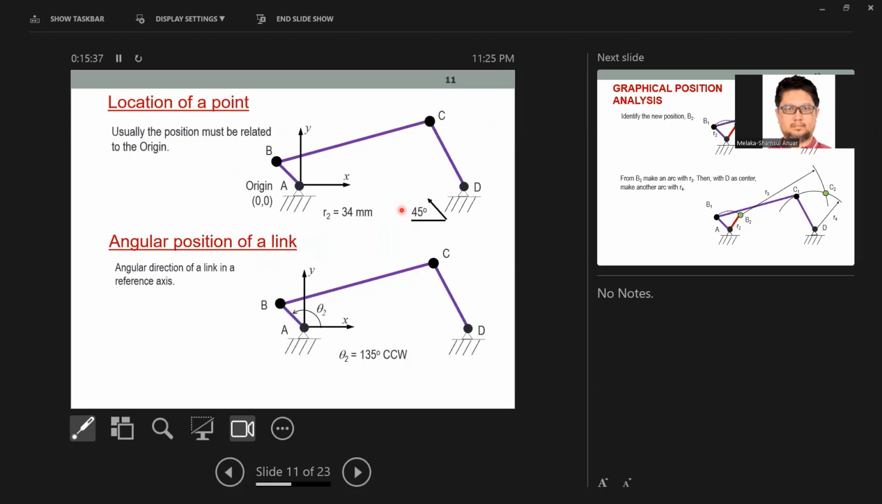So here is the continuation of that. It's broken into several steps. We have the origin at A, so you can define this to be your 0, 0. Then label all the pivots, moving pivot and fixed pivot: A, B, C, and D. A and D are fixed pivots, whereas B and C are moving pivots.